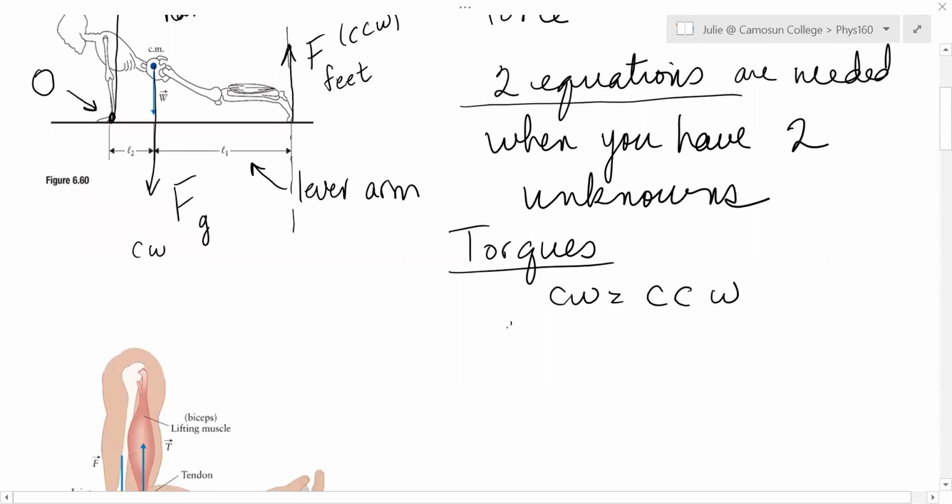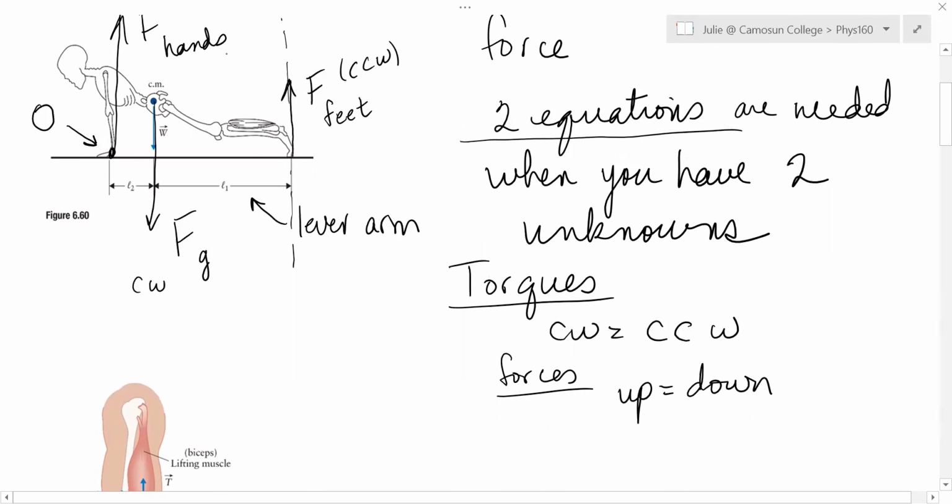And then you can use forces up equals down. Because once you have the force on the feet, then you know the force on the hands plus the force on the feet must equal the force of gravity. And that would be your second equation. Okay, so this would be equation number 1. Write that out. This would be equation number 2. And you can solve for those two unknowns.